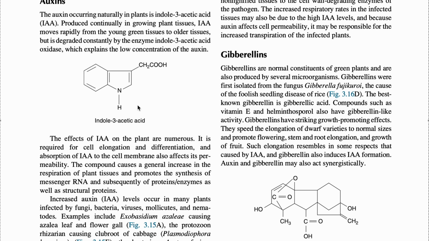We will start with auxins. The auxin occurring naturally in plants is indole 3-acetic acid, which we normally call IAA, and it is produced continually in growing plant tissues. IAA moves rapidly from the young green tissues to older tissues but is degraded constantly by the enzyme IAA oxidase, which explains the low concentration of the auxin.